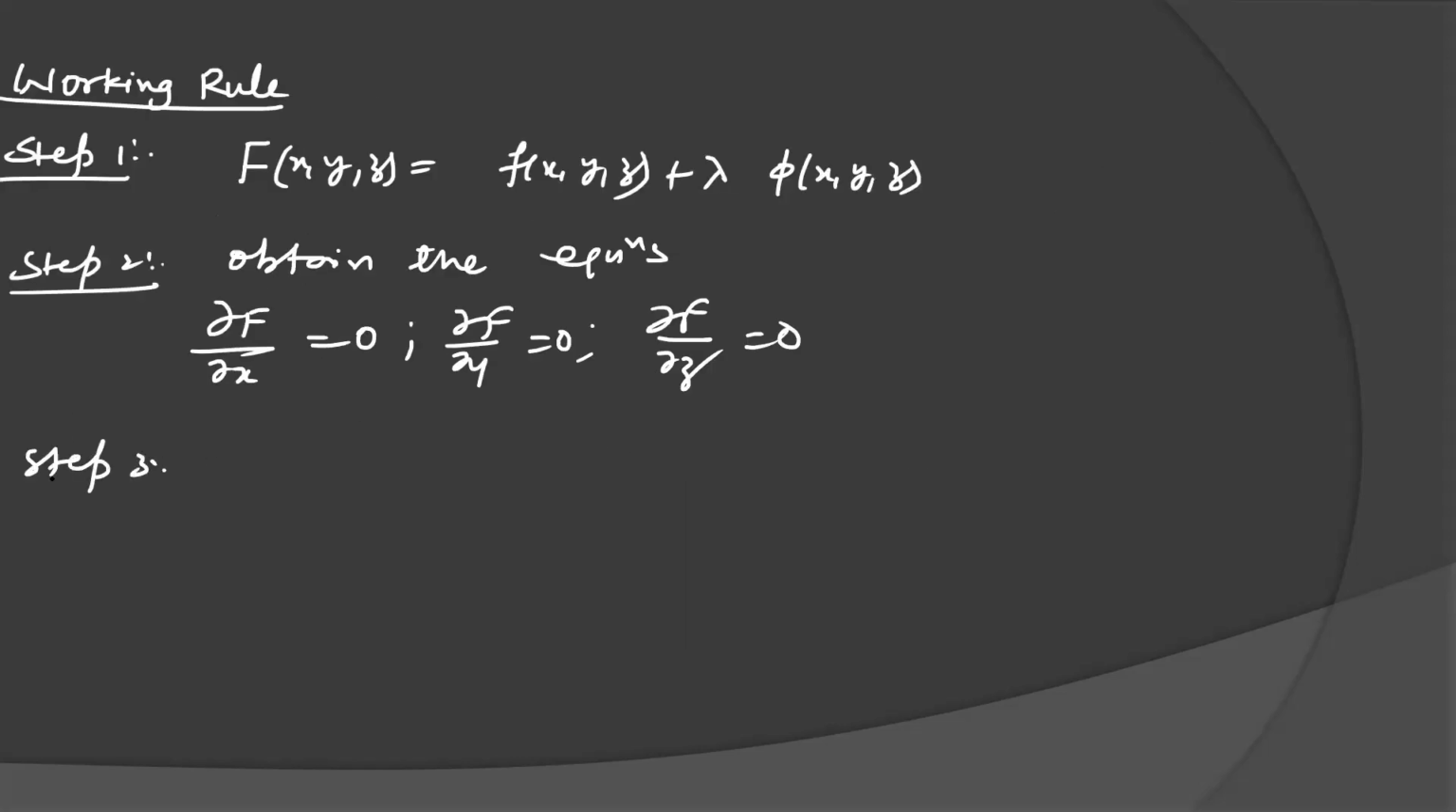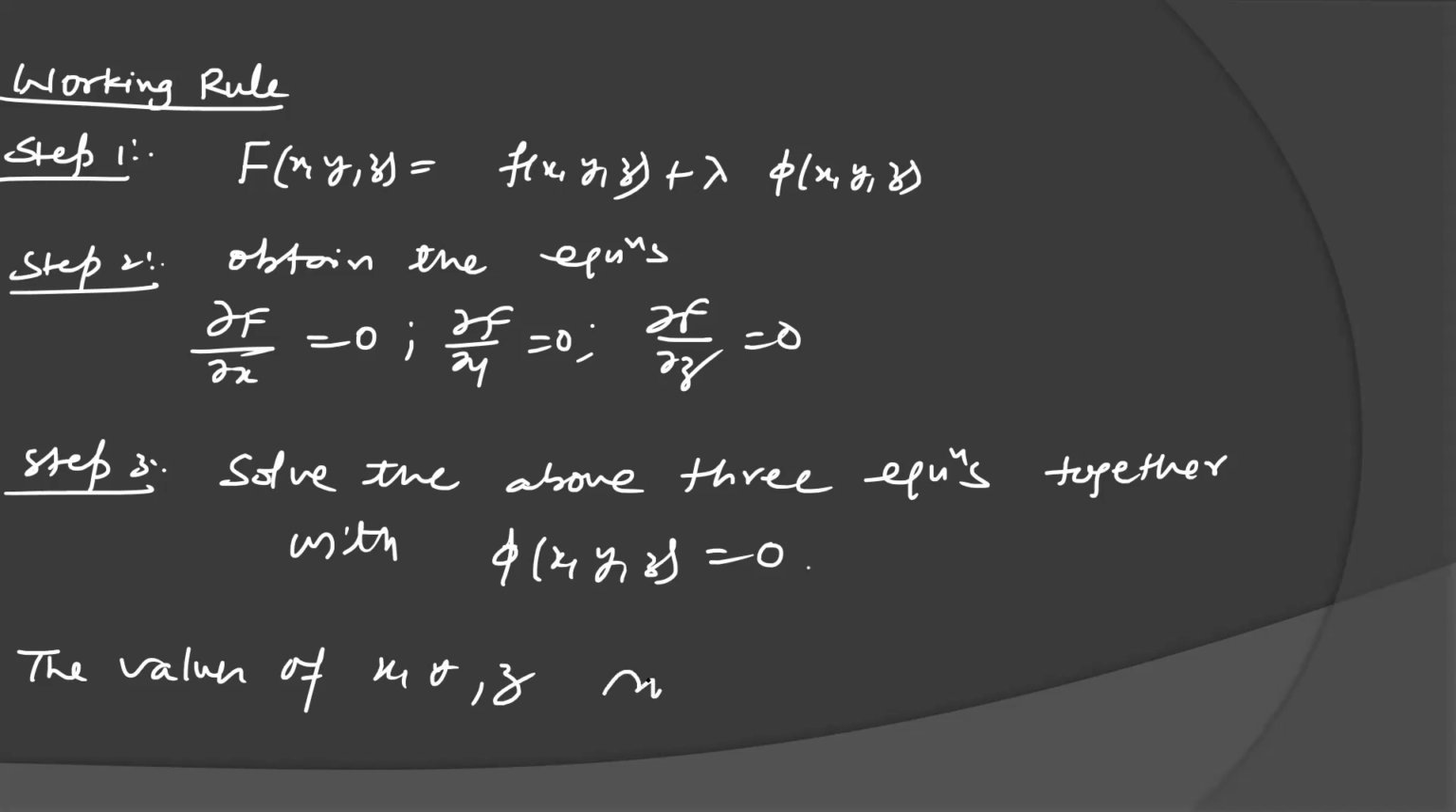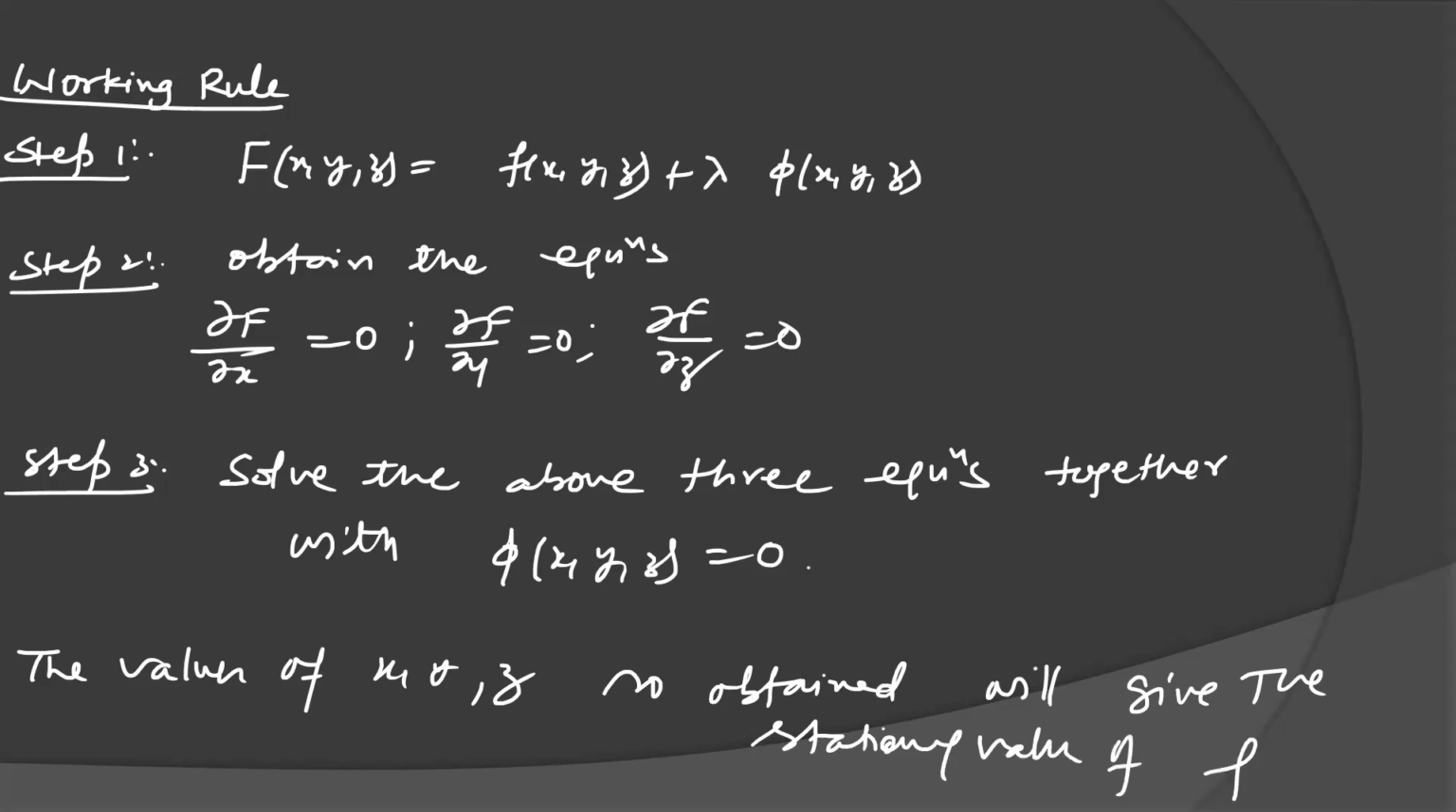Step 3: Solve the above three equations together with the given relation phi(x, y, z) equal to 0. The values of x, y, z so obtained will give the stationary value of small f(x, y, z).